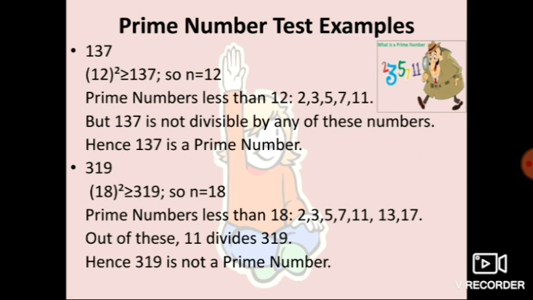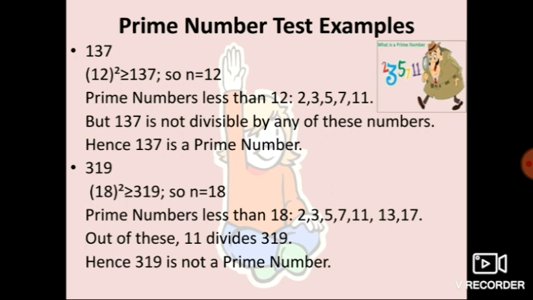Now, we have to check the prime numbers less than or equal to 12. Anyway, 12 is not a prime number, so we consider the numbers less than 12. That is 2, 3, 5, 7, 11. Now we have to check if 137 is divisible by these numbers. 2, no. 3, no. And like this we check all these numbers and we find that 137 is not completely divisible by any of these numbers. And thus we can conclude that 137 is a prime number.